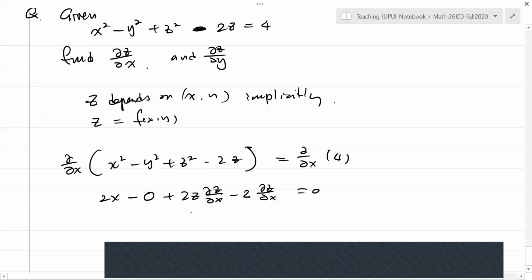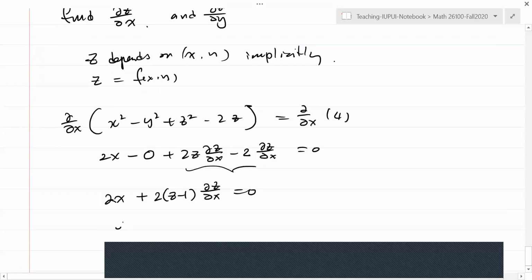So clearly, this will be combined, right? So 2x plus 2z minus 1 equals 0. So I can solve for the partial of z with respect to x. This is going to be negative 2x over 2z minus 1. After I simplify, I get, switching the order, x over 1 minus z.